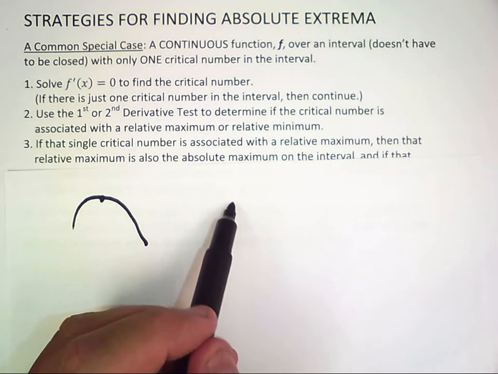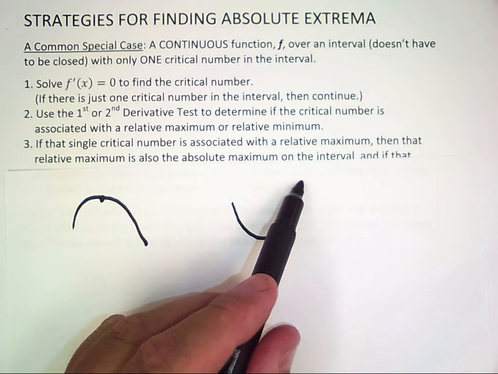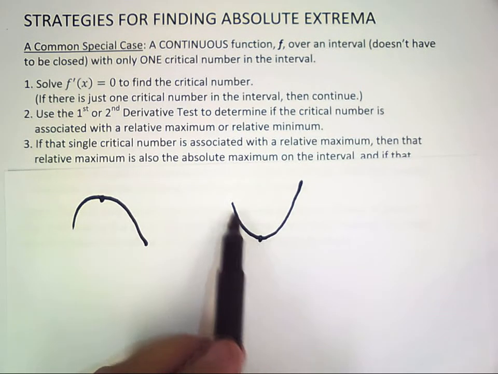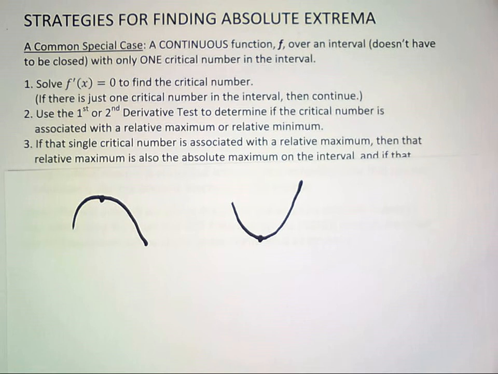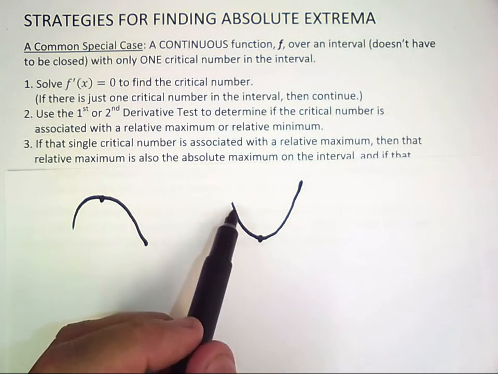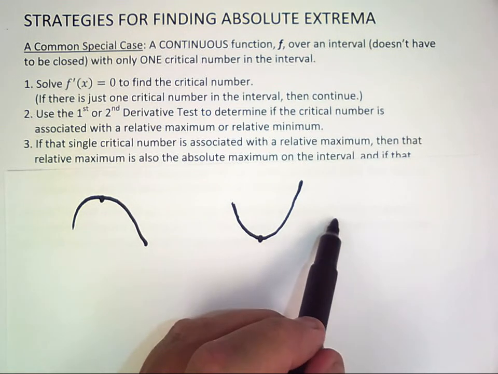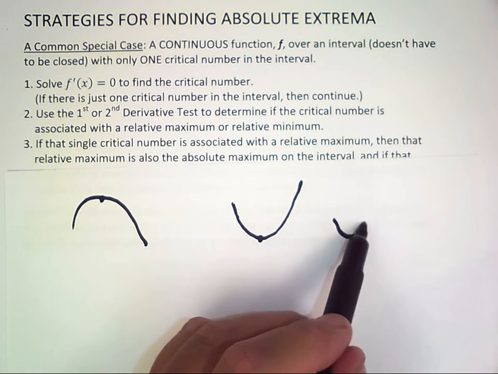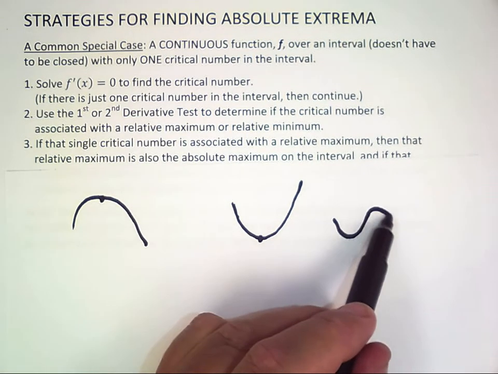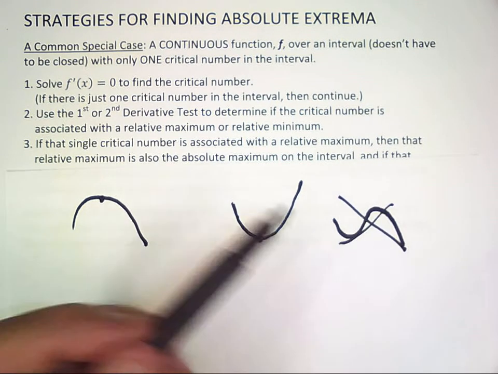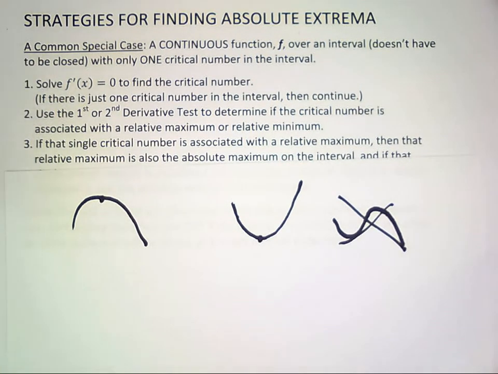It could also look something like that. Again, you've got one critical value and it turns out to be a relative minimum, and that relative minimum turns out to also be an absolute minimum. You can play around with these things. You say, well, what if it does this on one side and then goes the other way on the other side? But if it's a continuous function, the only way you can make it behave like that is for it to turn around. Well, once it turns around, now you have two critical values, and this special case doesn't apply.